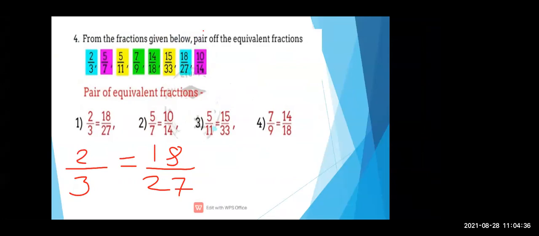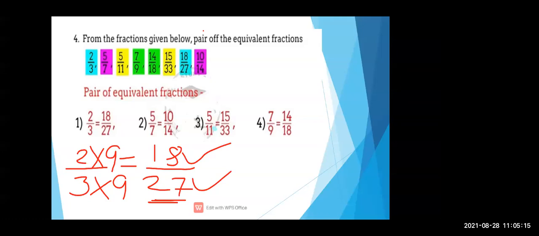How? See, 2 upon 3. Now in this table 27, in 3 table 27 is coming how many times? 27 is coming how many times in 3 table? Very good. 3. Yes, 3 9s are 27. So if I multiply 3 by 9, I have to multiply 2 by 9 also. 2 को मुझे 9 से भी multiply करना है. तो 2 9s is what? 2 9s is 18 and 3 9s is 27.